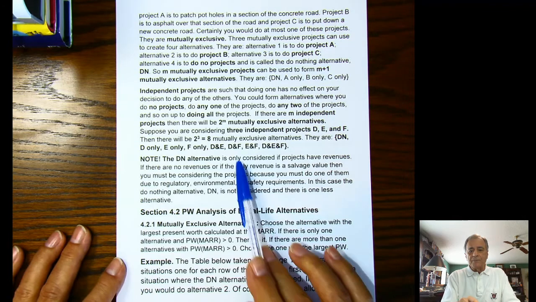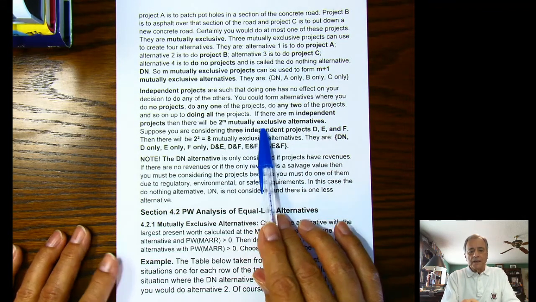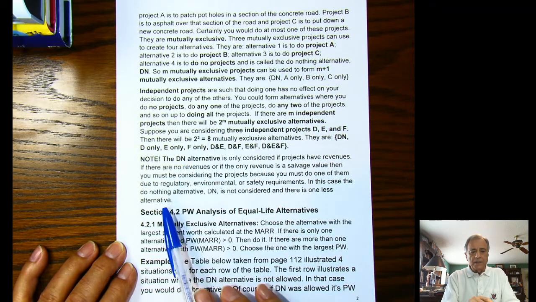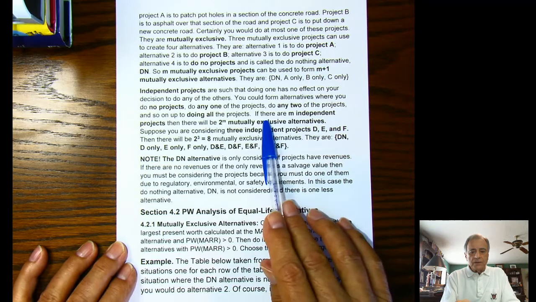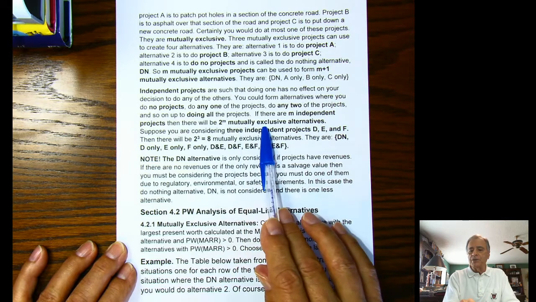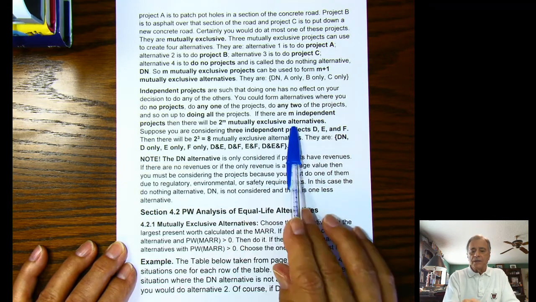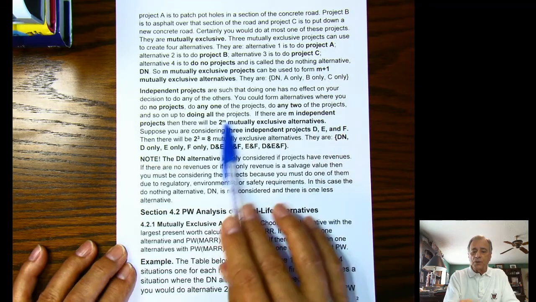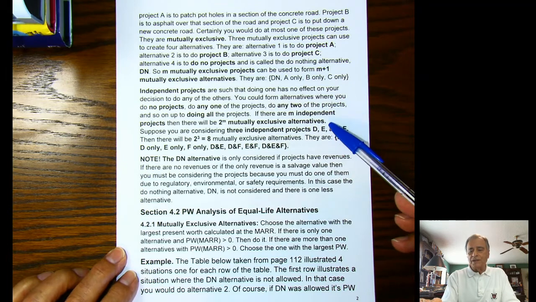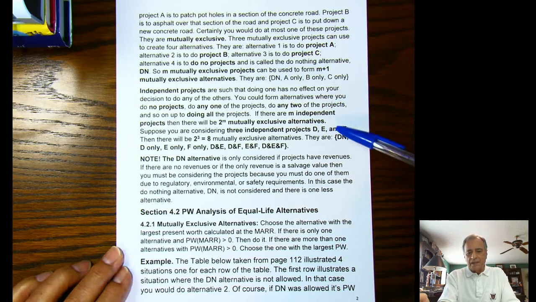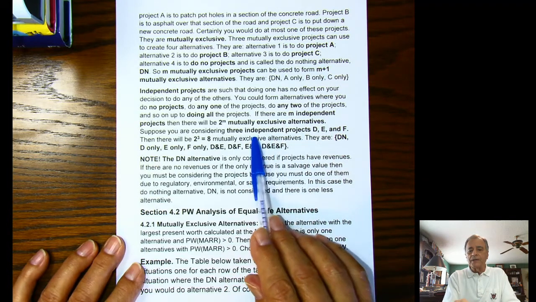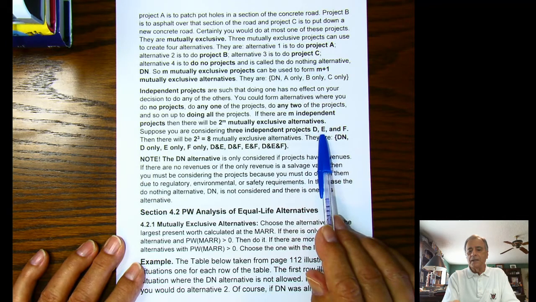I only give an example where there are only 3 projects that are independent, okay? If there are M independent projects, then there are 2 to the M mutually exclusive alternatives. So these alternatives that you form from the projects, you'd only do one of them, but one of them may contain many projects.